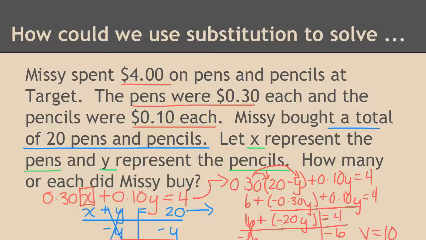Boy, that was a lot of work. All right, so I know I'm going to have 10 pencils. My original easiest equation is right here. If I had 10 pencils, I also have 10 pens. So when I answer my question, it's not going to be an ordered pair. It says how many of each did Missy buy? So over here in green, 10 pens and 10 pencils. A lot of algebra involved with that one.